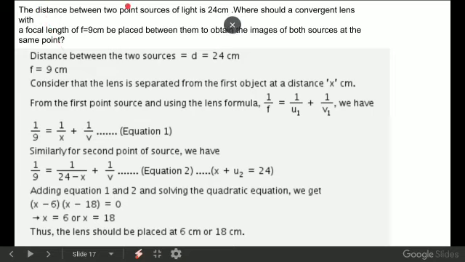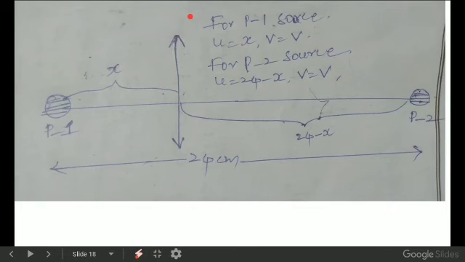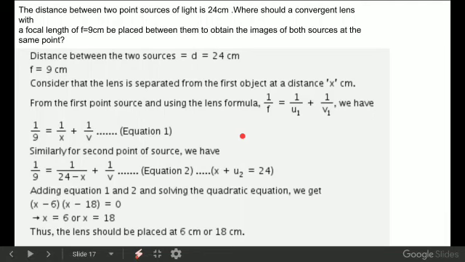Next, the distance between the two point sources of light is 24 centimeters. Here I have drawn a simple diagram to understand this. This is point source 1 and this is point source 2, and the distance between these two point sources is 24 centimeters. Where should a convergent lens with a focal length of f equals 9 centimeters be placed between them to obtain the images of both sources at the same point?